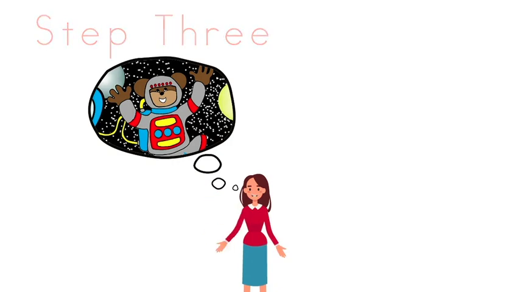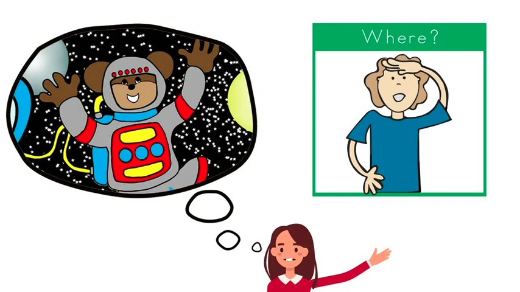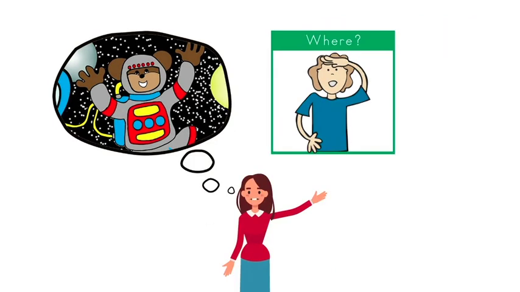The bear floated. Look, the where kid is here to help. The idea shows the bear floated, but it also shows where the bear floated. The where kid reminds us how to ask the where question about an idea. Where was the bear floating? In space. In space tells where the bear was floating.